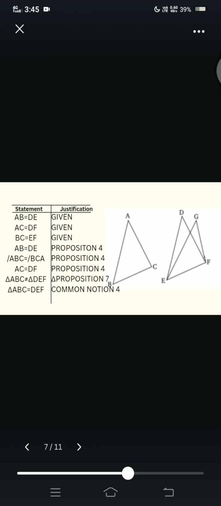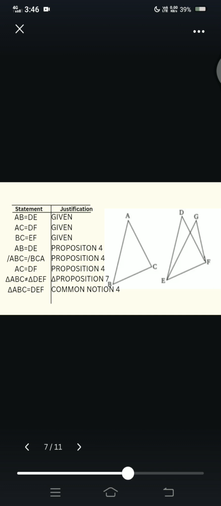So ang sabi kasi sa proposition 7, if the two sets of equal sides are built on the same base from the same side, they cannot meet at the same point. So since they didn't meet at the same point, then automatically the angles inside them are not equal.